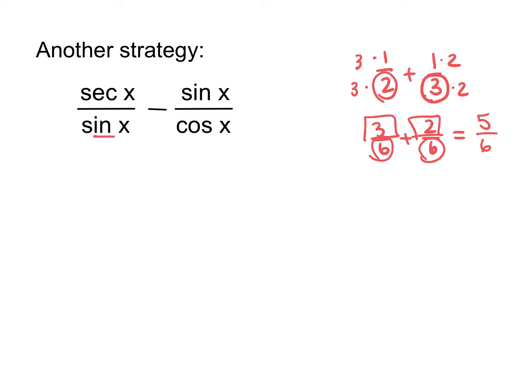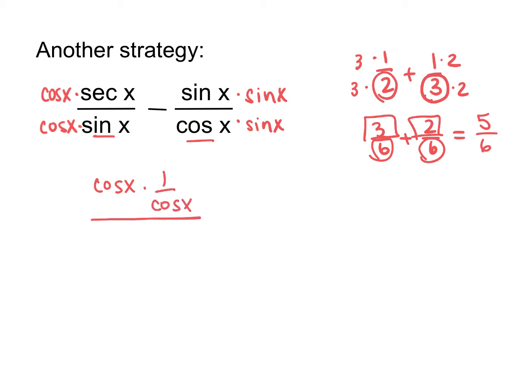So doing the same thing here. My common denominator is just multiplying these two together. So I will have to multiply this side by cosine, and whatever I do to the bottom, I have to do to the top, and this one here by sine. Now what I get is cosine times secant, and I'm going to rewrite that secant as cosine. And all of that is over cosine x times sine of x.